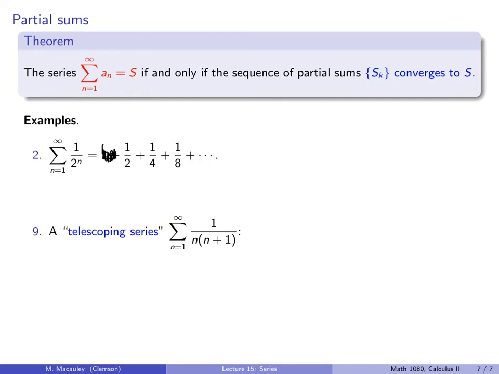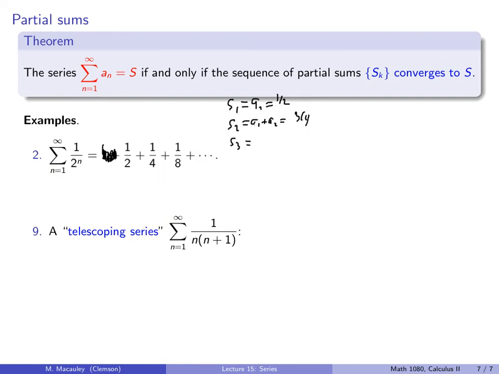Sorry, when I teach Math 454, our advanced calculus class, I'm used to including the n equals 0 term. Okay, so here are partial sums. S1 is A1, which is 1/2. S2 is A1 plus A2, which equals 3/4. That's just these two terms.